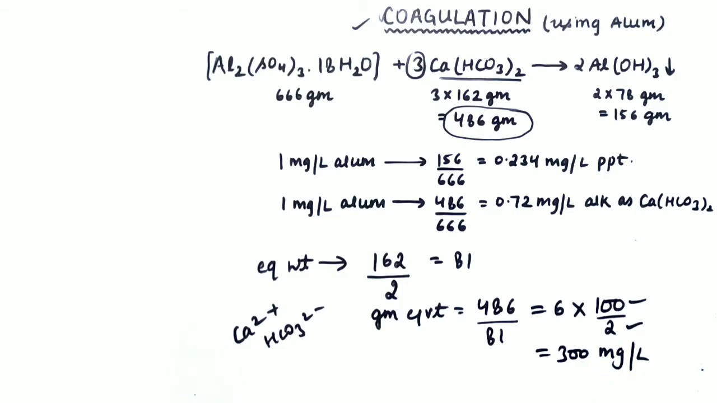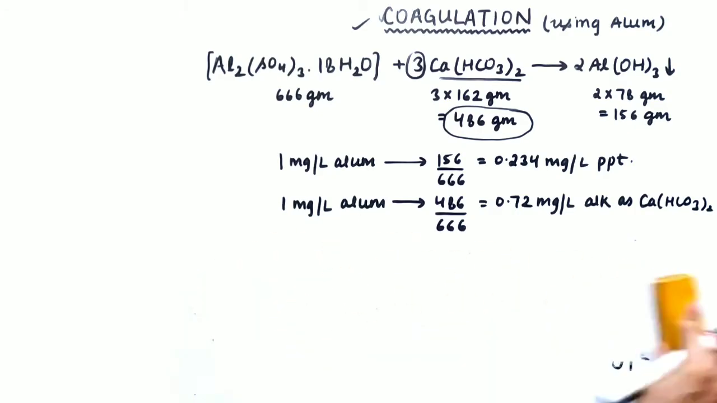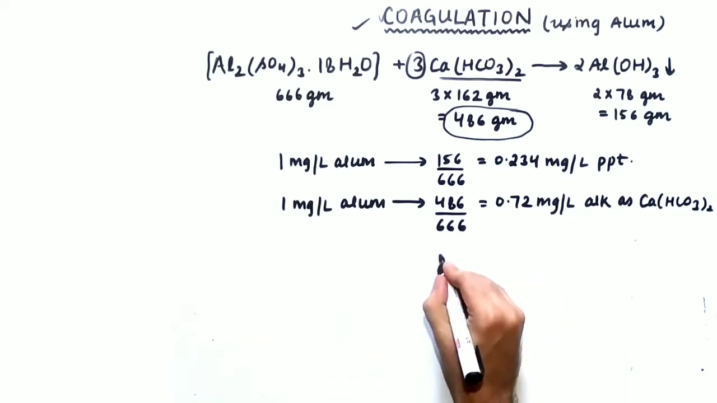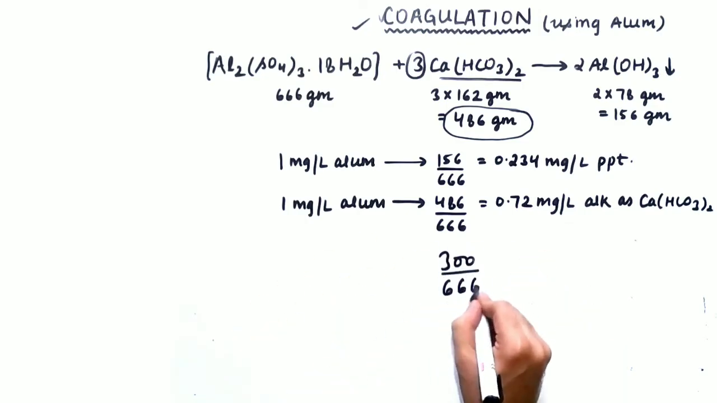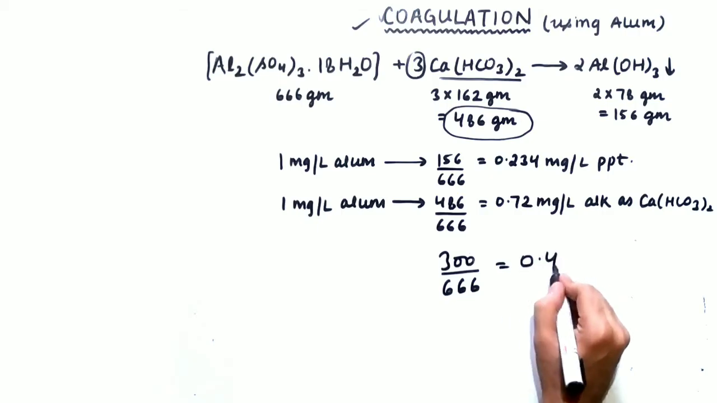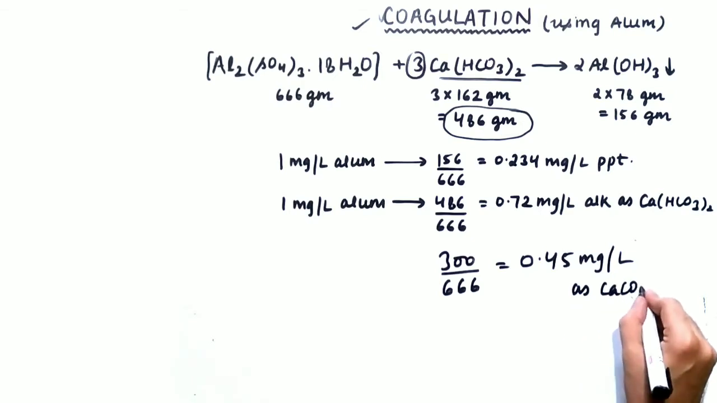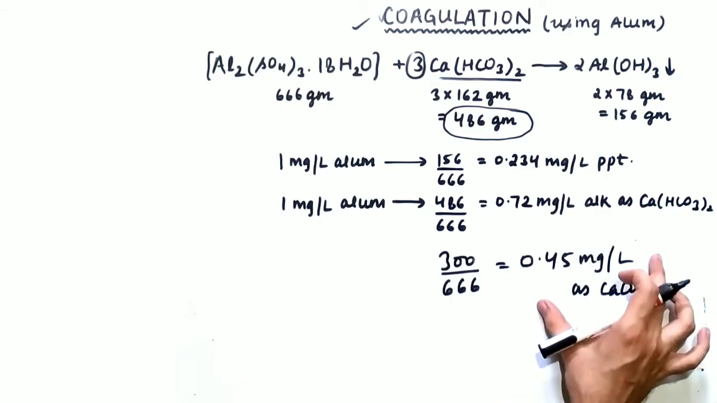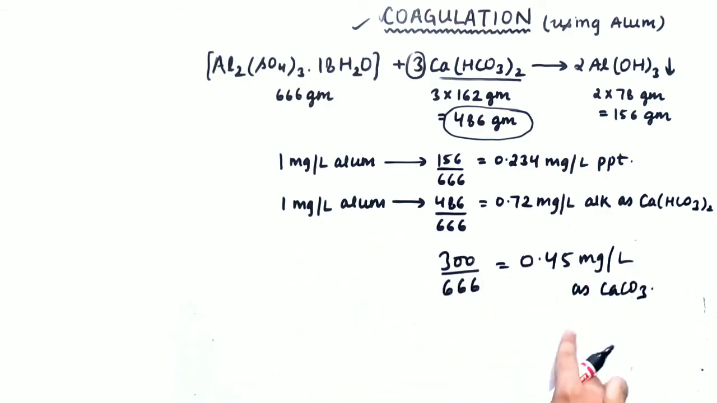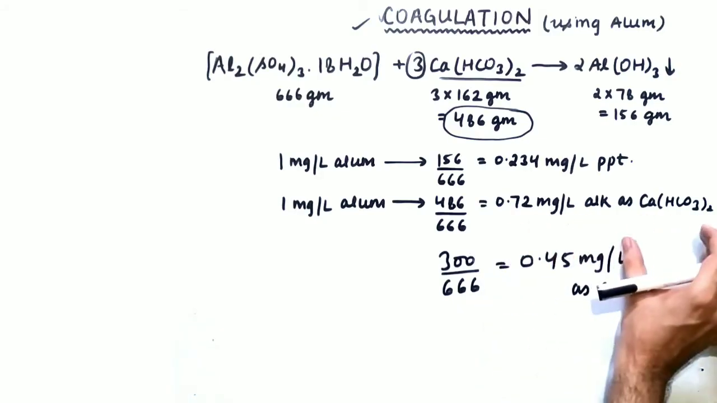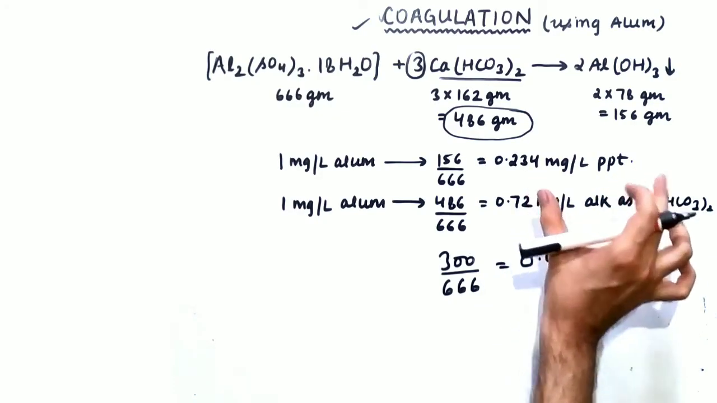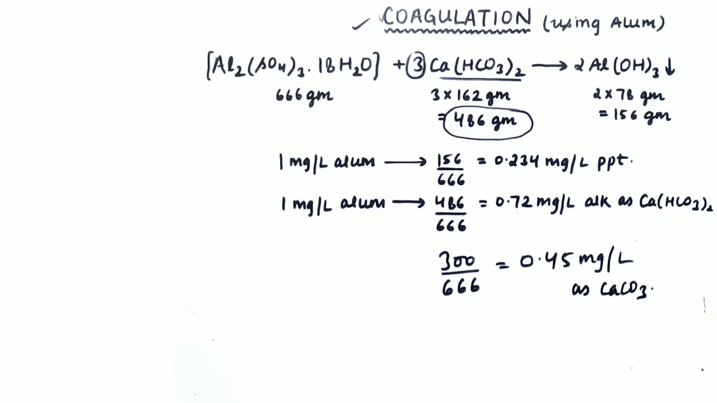Now you can find the alkalinity required in terms of CaCO3. So it will be as simple as 300 divided by 666. So this will come out to be 0.45 milligram per liter as CaCO3. I hope this point is clear to you. Now whenever the examiner asks you, you need not do all the calculations that I just did. You just remember the end results. That is, this is the alkalinity for 1 milligram per liter of alum as CaCO3, this is the alkalinity as Ca(HCO3)2, and this is the final precipitate that will be coagulated in the sedimentation tank.